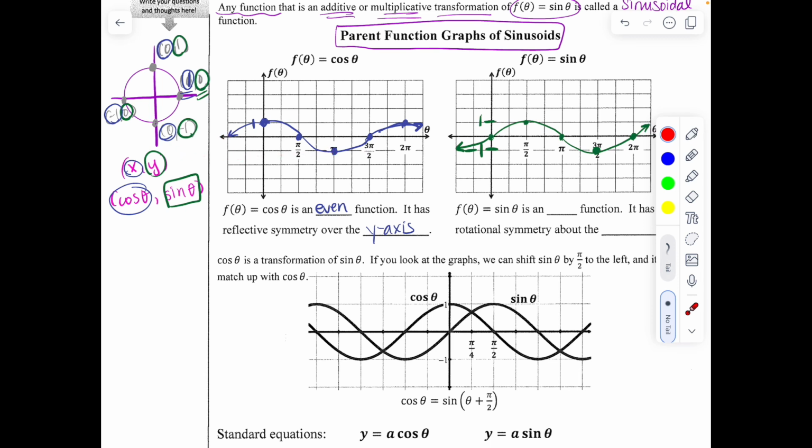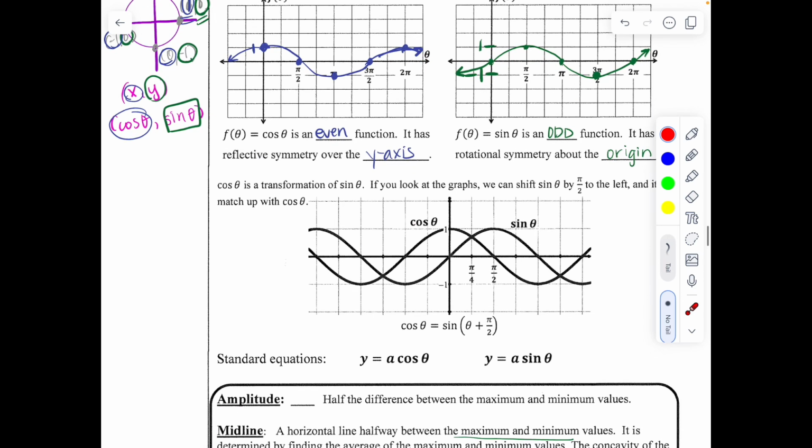And then for our sine theta, we call this an odd function because it has rotational symmetry about the origin. What that means is that every point on the sine function is going to be flipped 180 degrees across the origin. So from here, it's going to translate over to this point here. This is 180 degrees away, so that would be over here on our function.